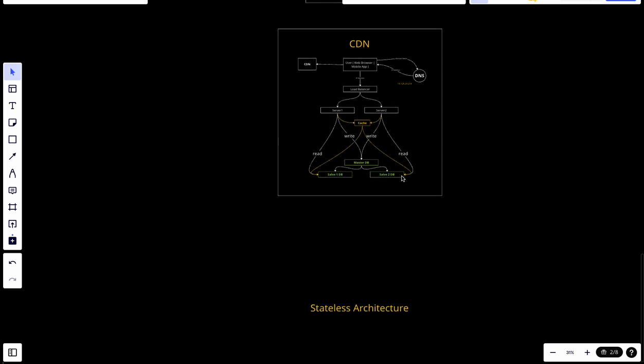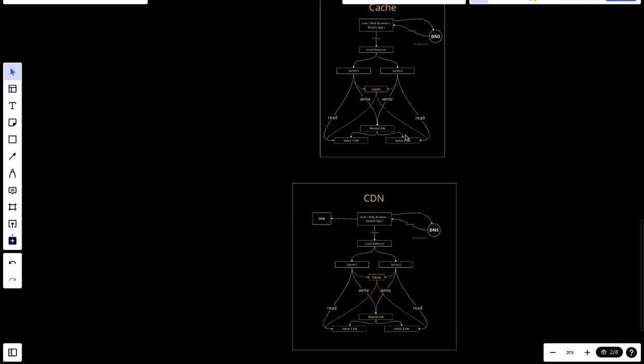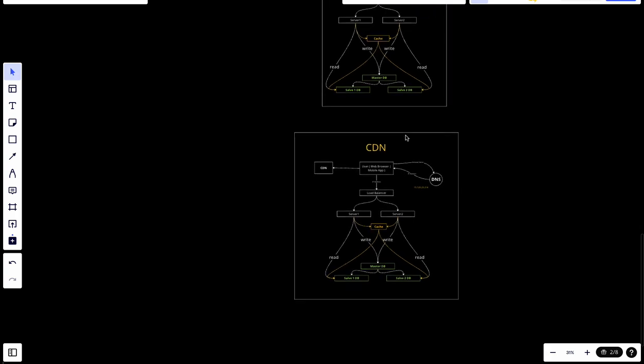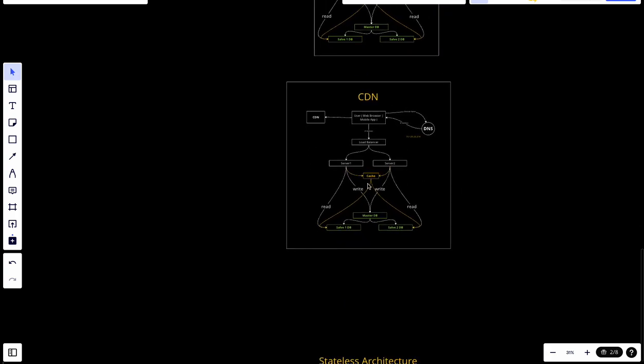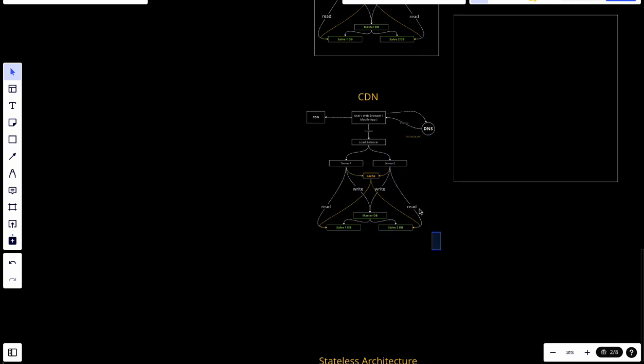In the previous video we talked about the CDN, and after that we talked about the cache, and including to this. Let's just try to copy this system because we need it.